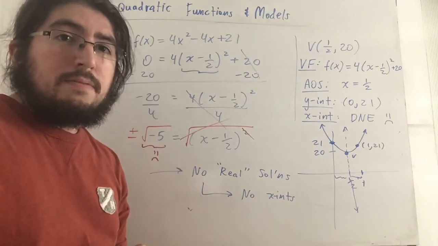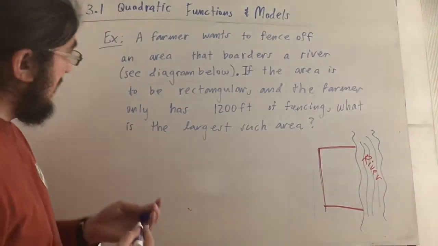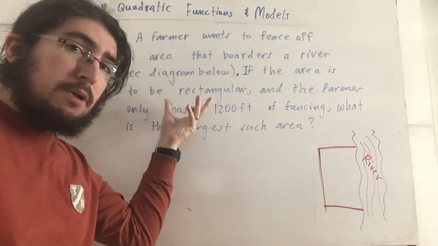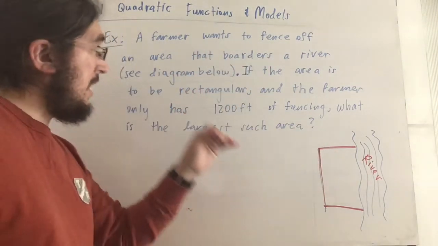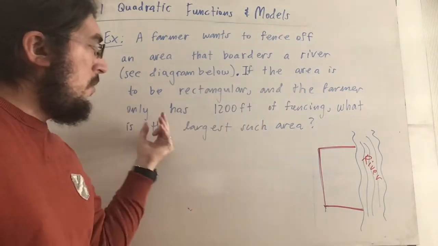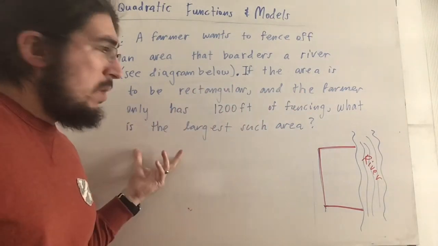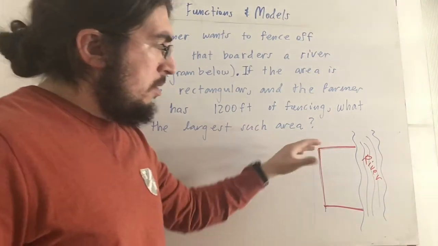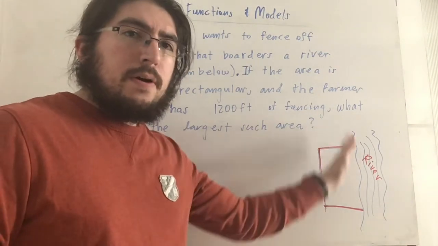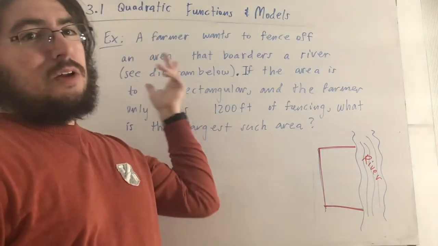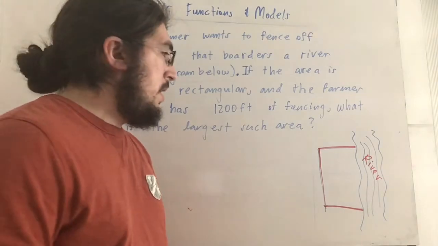We'll see that right now. All right, so this is the problem I wanted to take a look at. A farmer wants to fence off an area that borders a river. See diagram below. We'll talk about the diagram in a second. If the area is to be rectangular and the farmer only has 1,200 feet of fencing, what is the largest such area? Well, let's see. So looking at the diagram, it looks like we're not bordering the part that borders the river. That's not in the sentence, but it says to look at the diagram, and that's what it tells me.